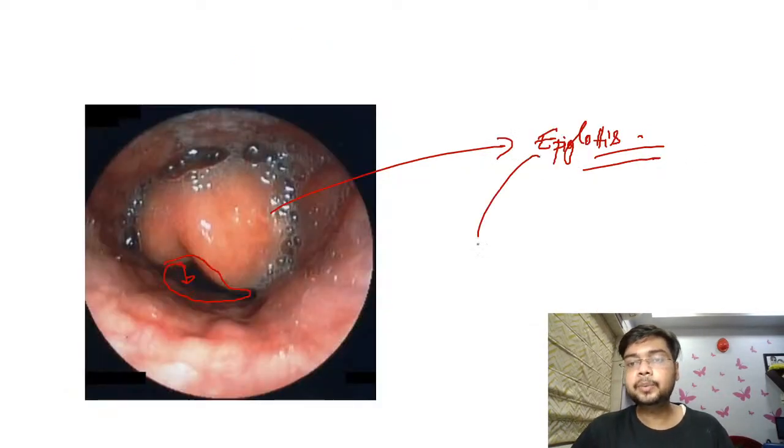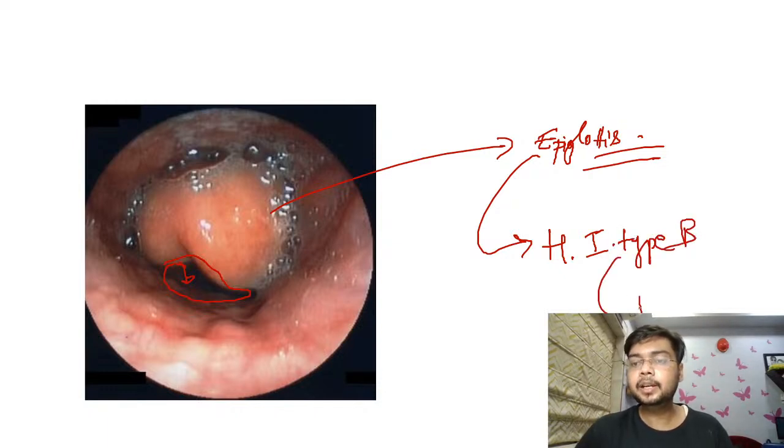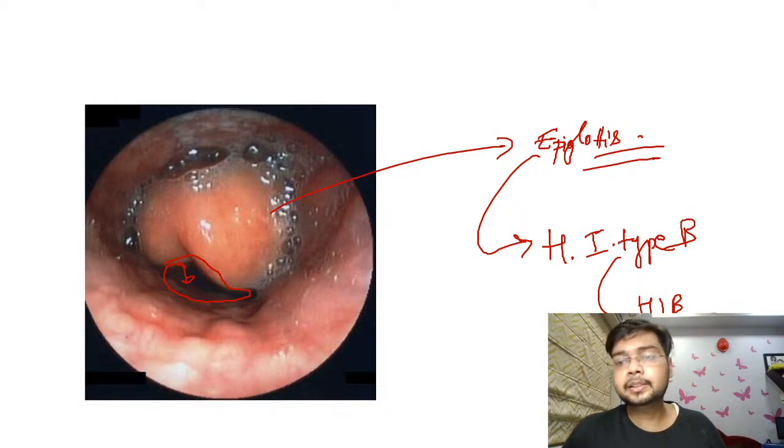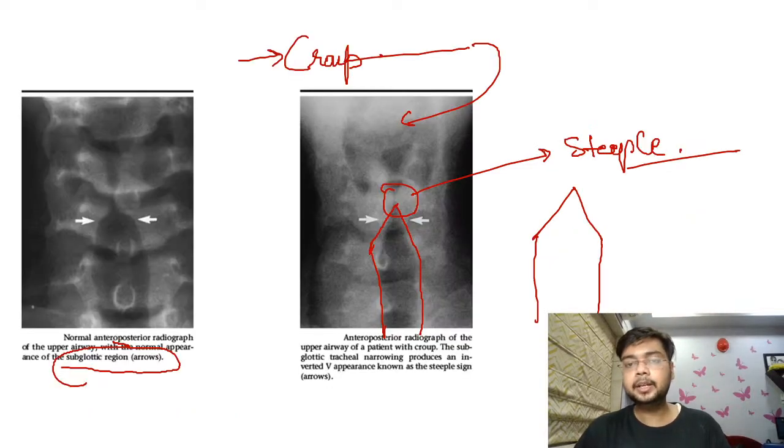The cause of epiglottitis was Haemophilus influenzae type B, okay, Hib. And in more advanced cases, as people are getting immunized, it is Streptococcus pneumoniae. But in case of croup or laryngotracheobronchitis, what is the causative organism?